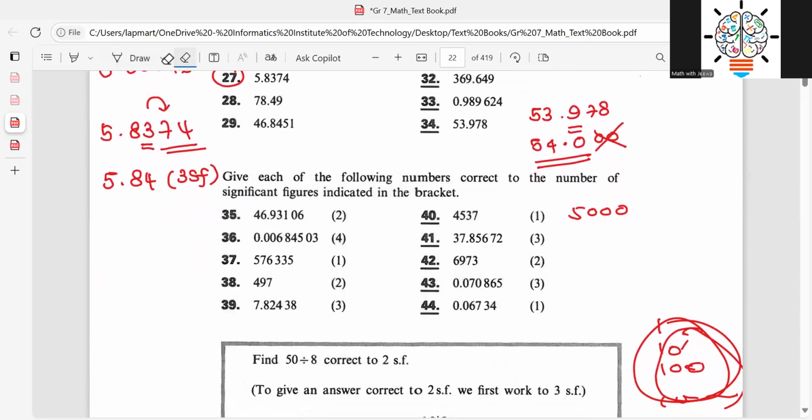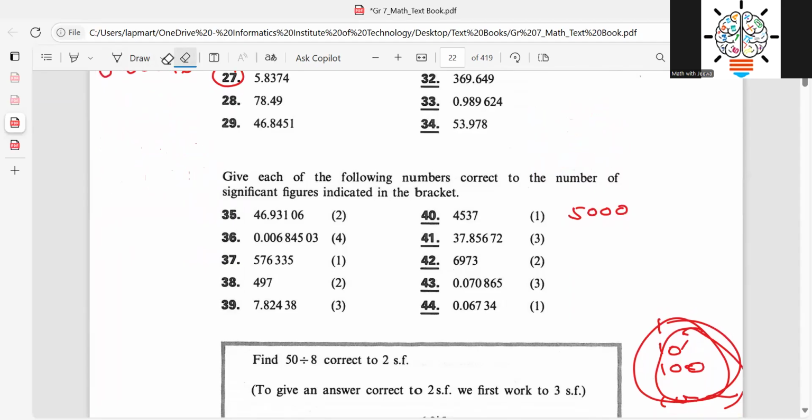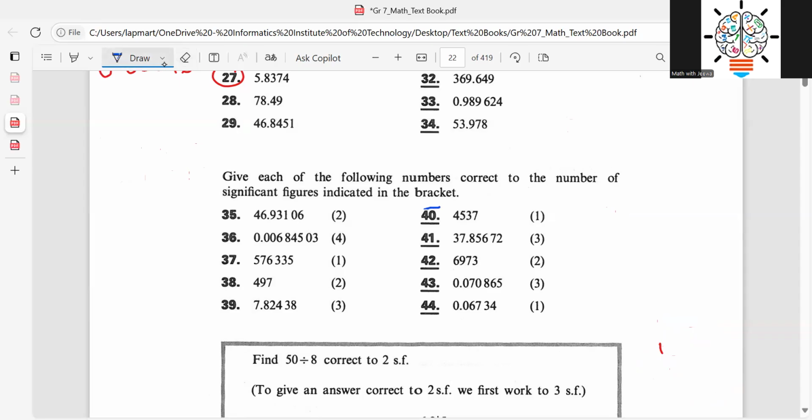So then we'll see what the homework questions are that you can do. I'll take this because it is kind of a combination here. Give each of the following numbers correct to the number of significant figures indicated in the bracket. So then I'll take that you want to do these 5 questions, right? You want to do these 5 questions. You just look at the bracket.